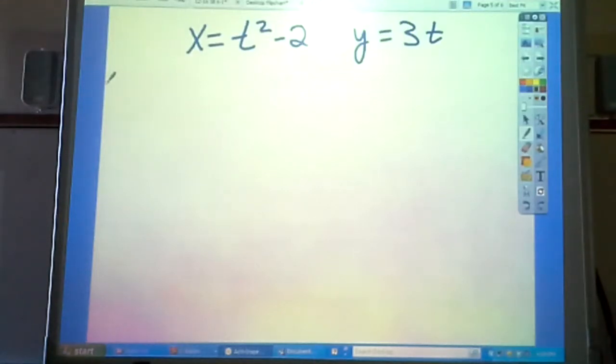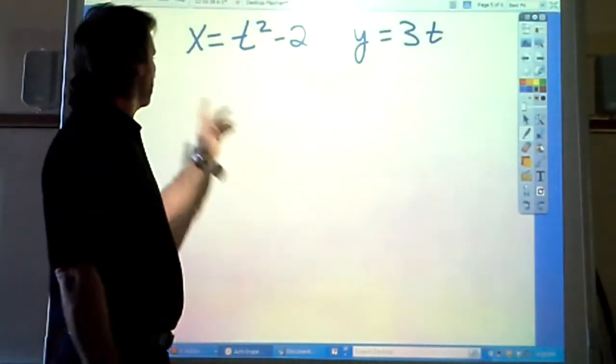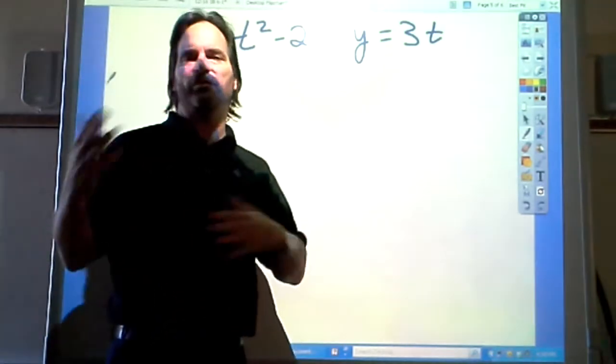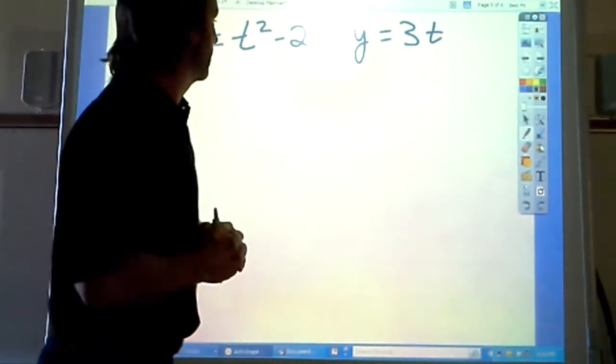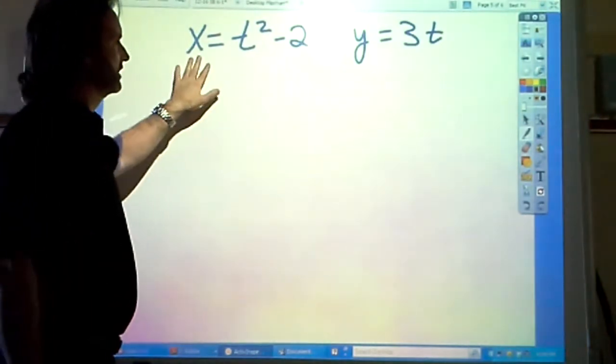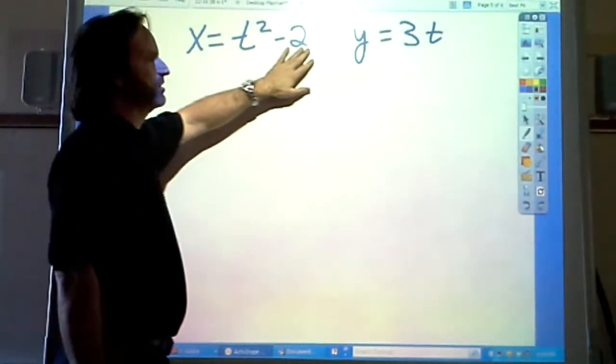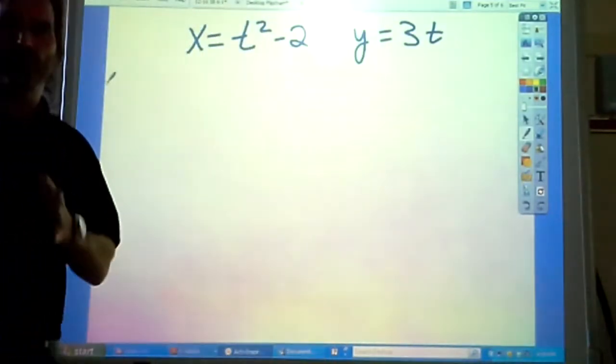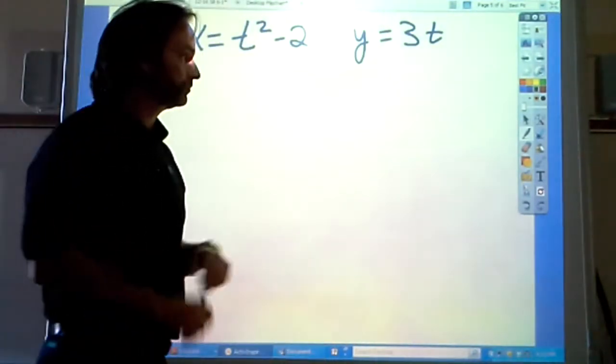Okay, we're going to talk about parametrics. So we're going to be working tomorrow, getting out of parametric and getting in terms of y equals or x equals, okay? x equals t squared minus 2, y equals 3t, okay? So remember, we did a little bit of this today.